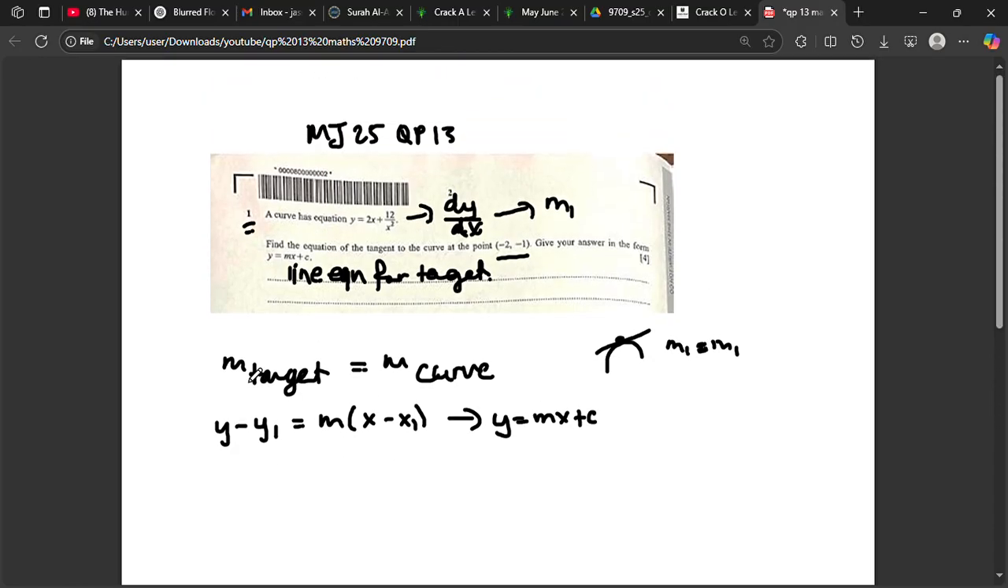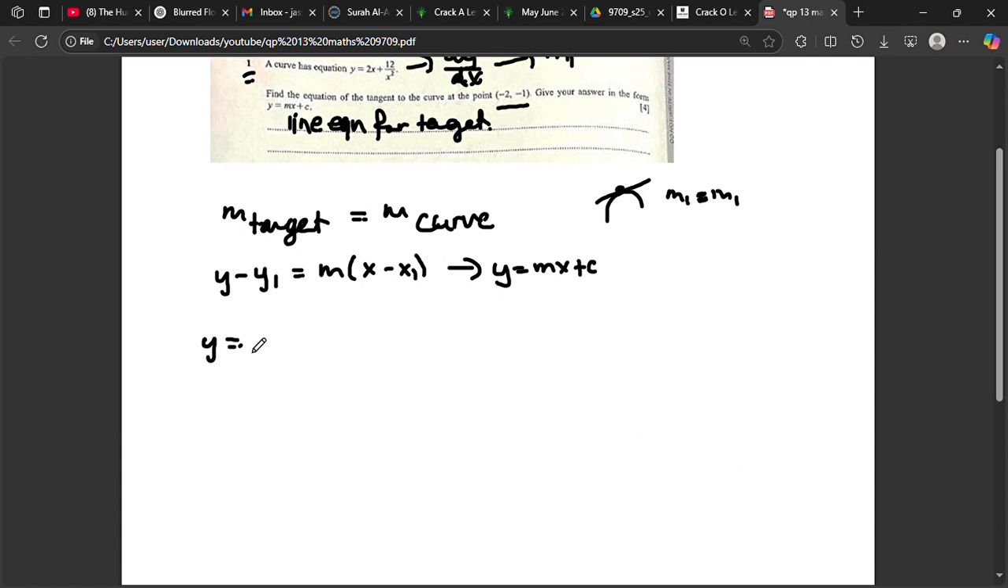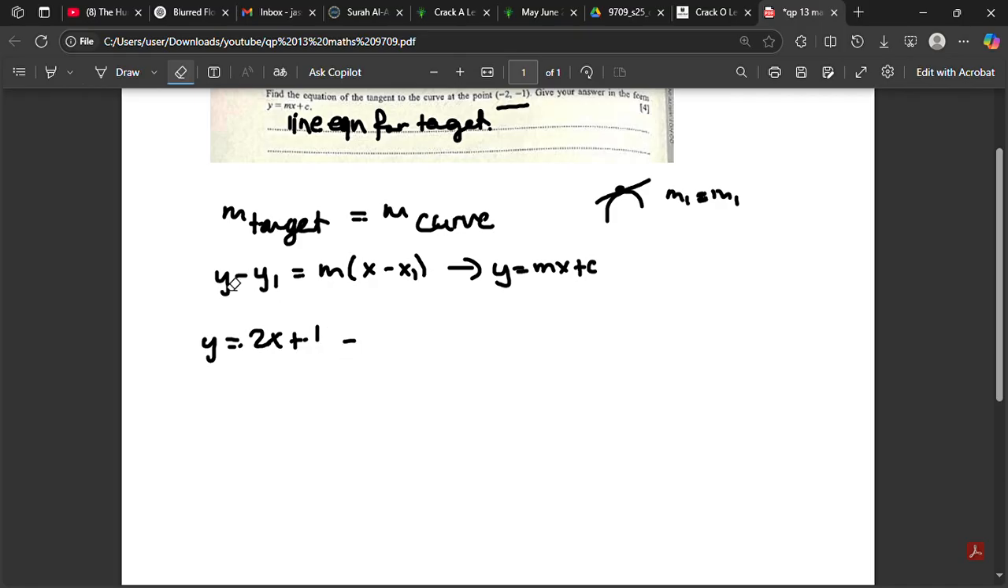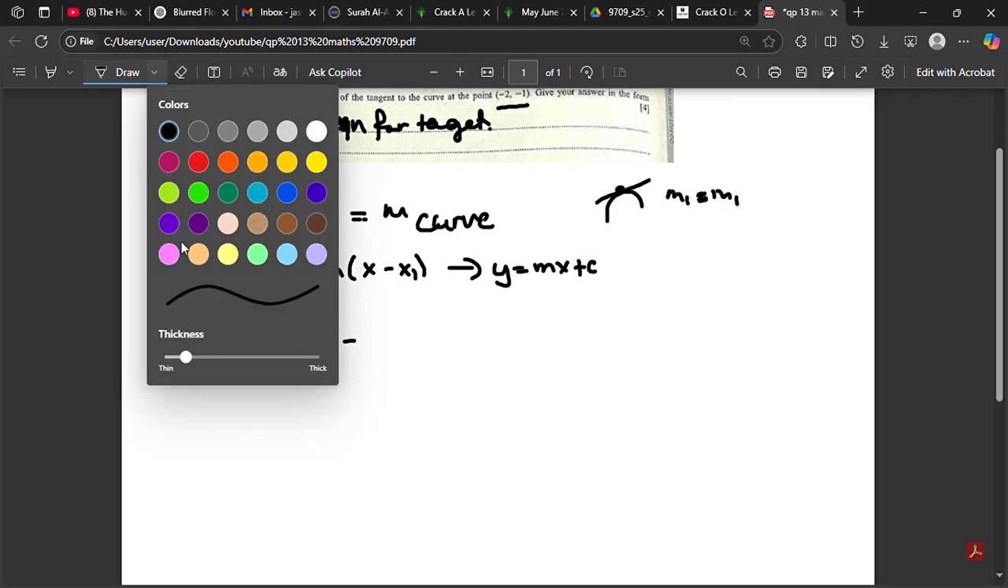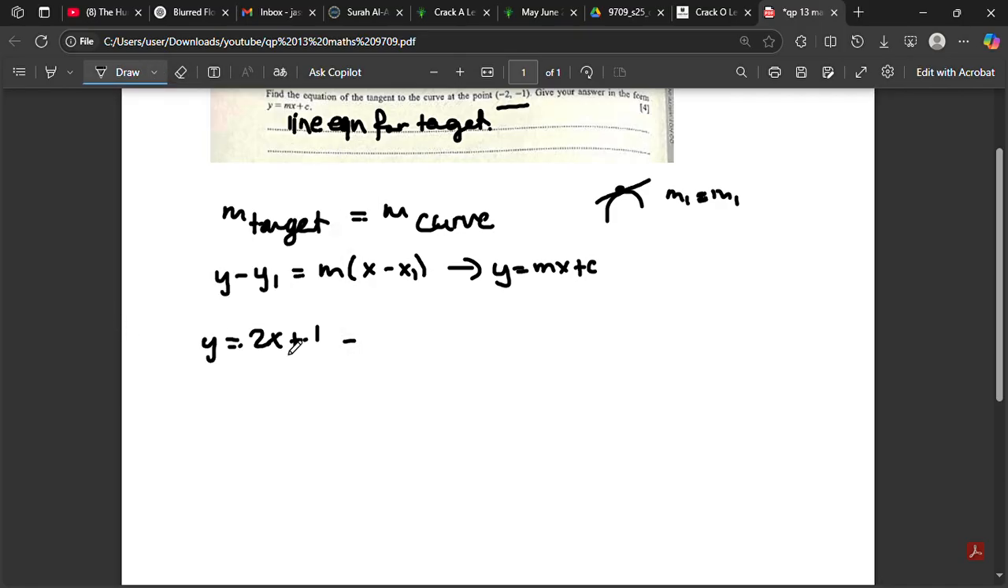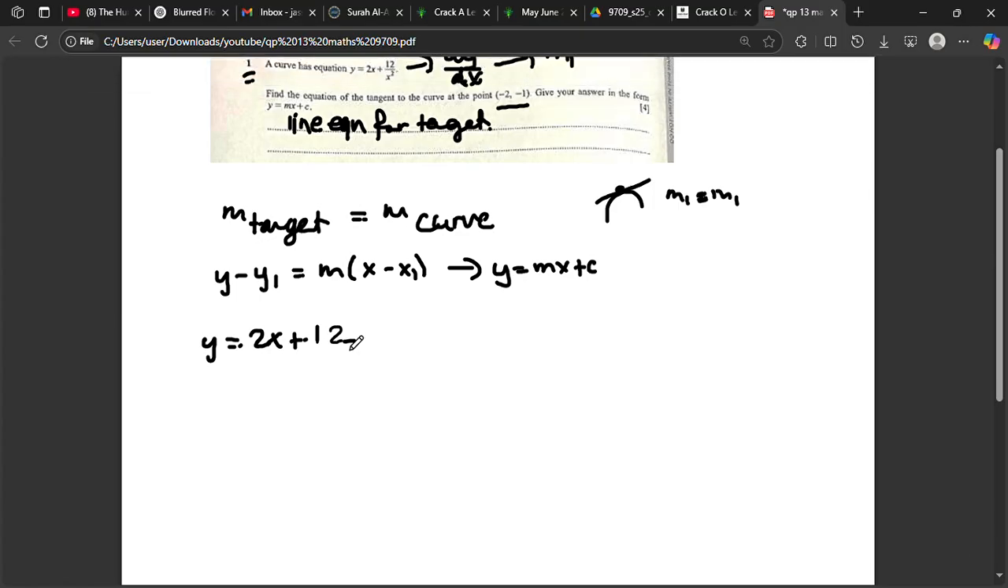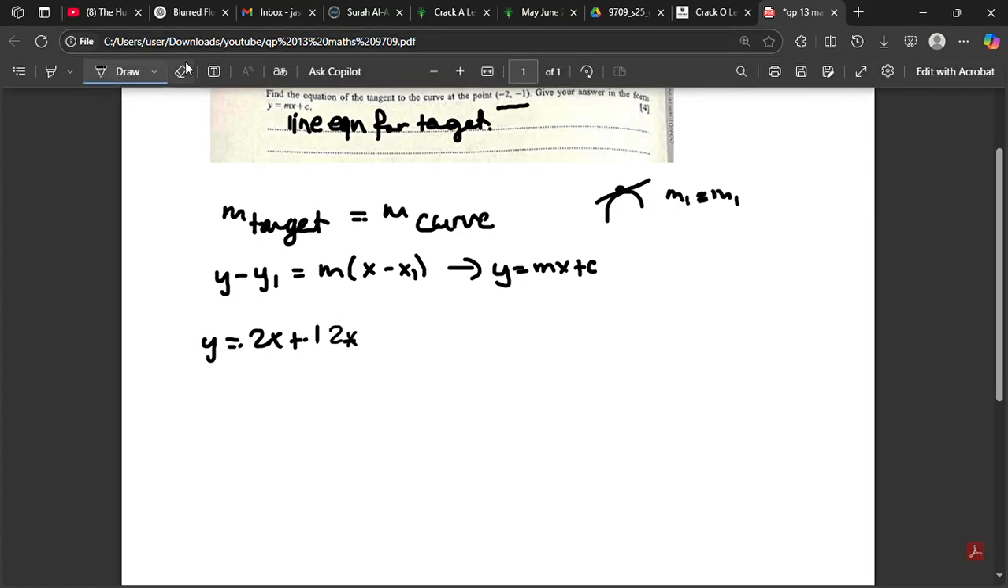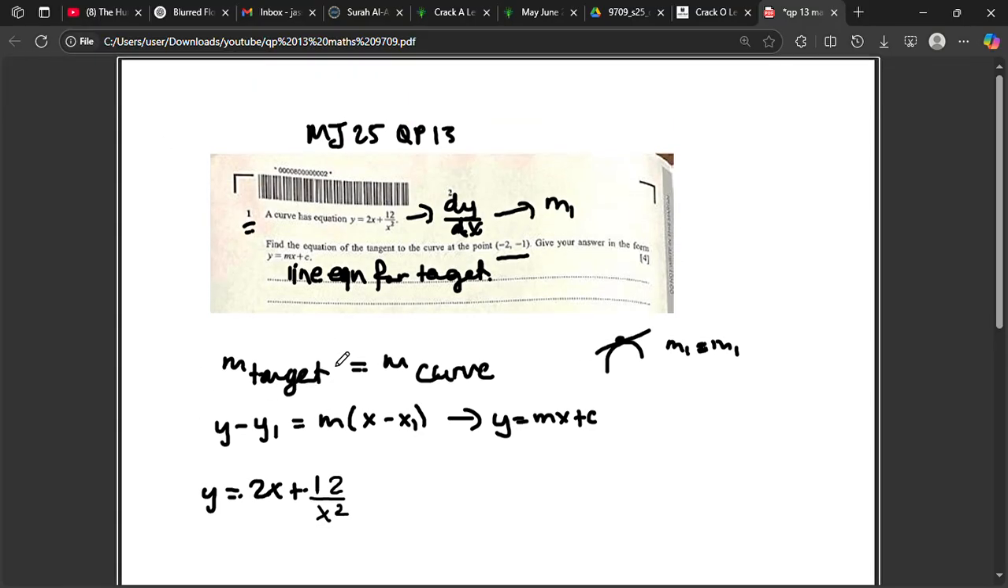So let's start. First of all, we have to differentiate 2x plus 12 over x squared. Yeah, so we have to differentiate this, which is the curve equation, and this is very simple, to be fair.